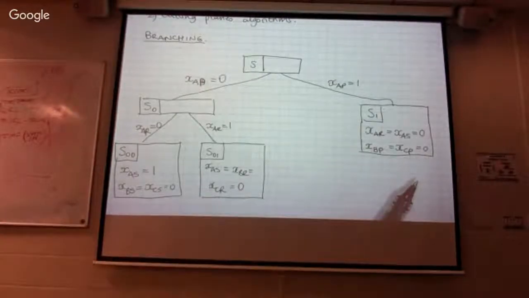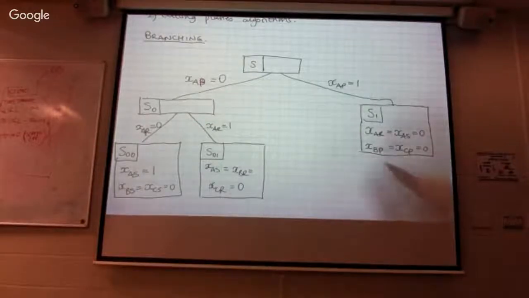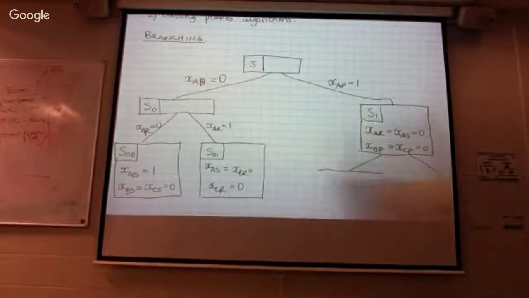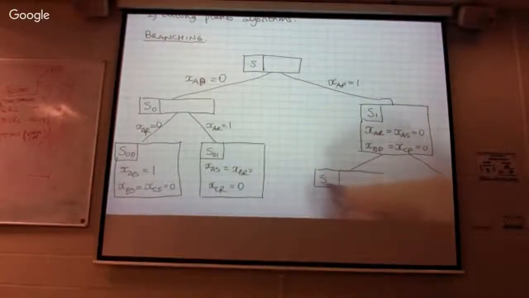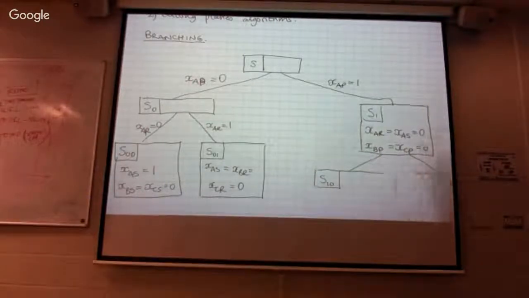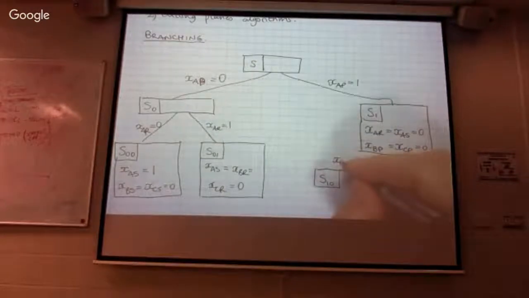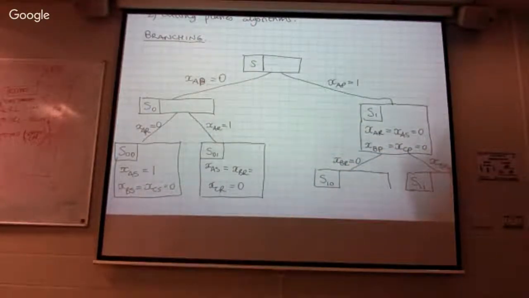Okay, now it's starting to be boring, but bear with me for another couple of seconds. We can also branch S1 into S10 and S11. And what I chose was XPR. So XPR is either 0 or 1.